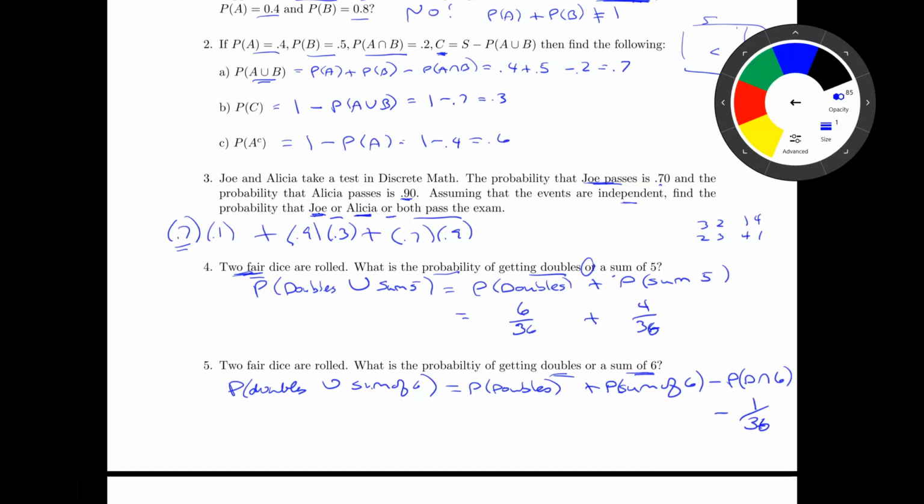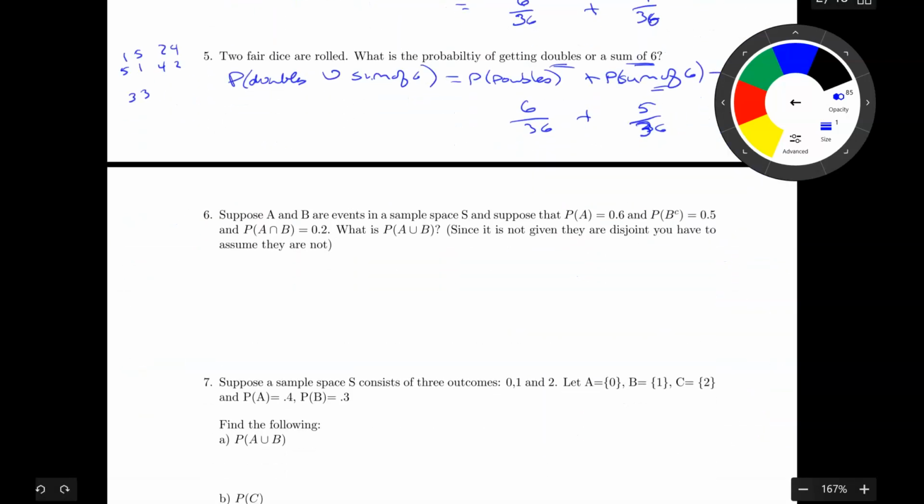And so the probability of getting the sum of 6, let's write out the pairs: 1, 5, 5, 1, 2, 4, 4, 2, and 3, 3. So there's 5 of those. And then the probability of getting doubles, that's 6 out of 36, right? So 6 out of 36, add on 5 out of 36, subtract 1 out of 36. And that's fine to leave your answer like that. I kind of don't want simplified answers. I want to be able to see what you're thinking.